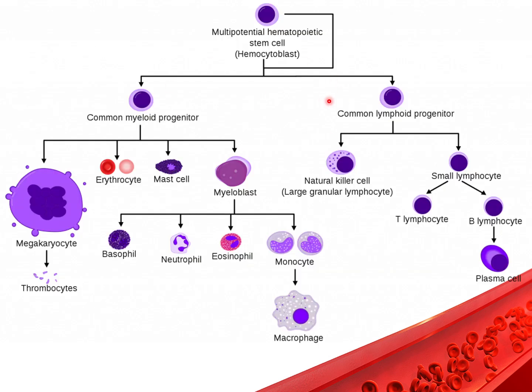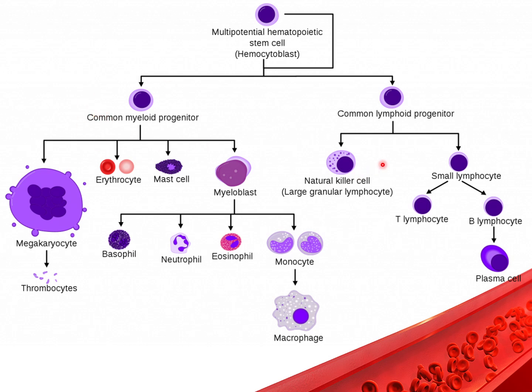In the figure, you can see the family of all the blood cells formed from a single cell, which is called the multipotential hematopoietic stem cell. Now why is it called multipotential? The reason is it can give rise to many of the cells such as thrombocytes, basophil, neutrophil, that means all the white blood cells, macrophages and other types of cells. So basically it may give rise to mainly two types of progenitor cells.